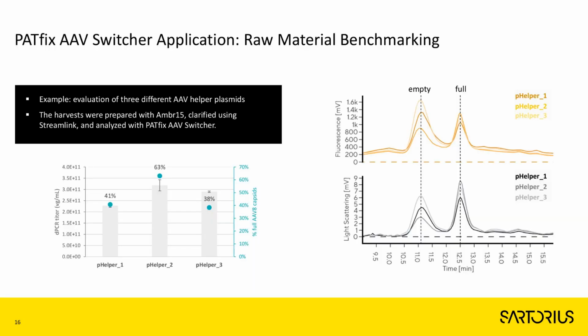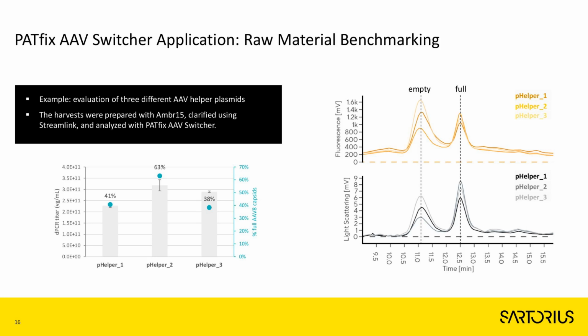So first of all, we used PATfix AAV Switcher to test and compare different raw materials. So far, we tested it both on adherent as well as suspension cell lines. We tested it on media, on cell pellet, as well as harvest, the whole harvest, lysed. And we also screened different media. We screened for different plasmids, including helper plasmids. And we also tested throughout the different scales.